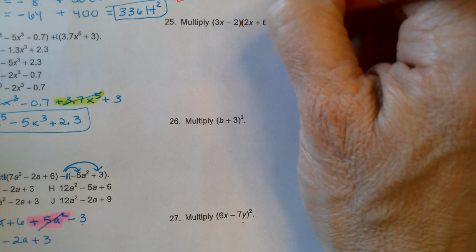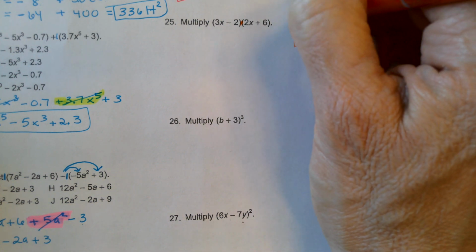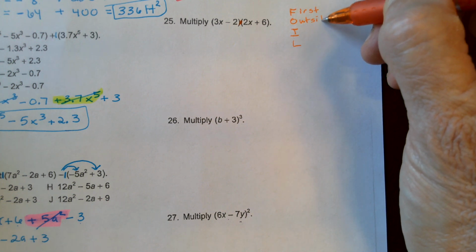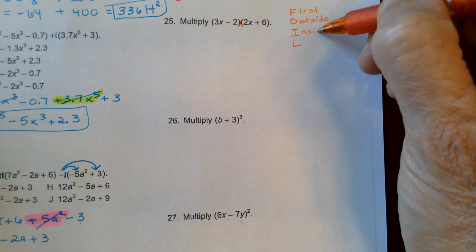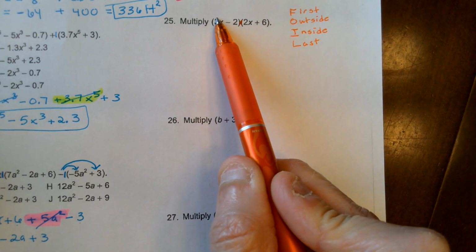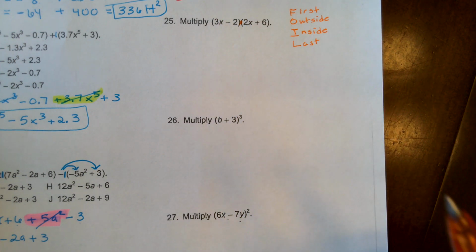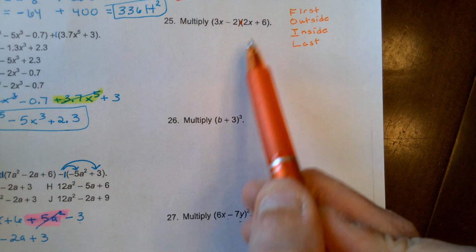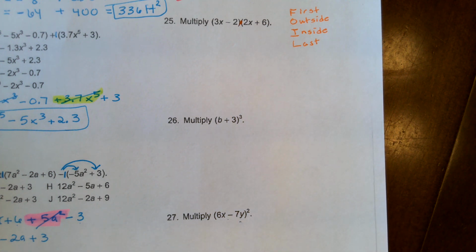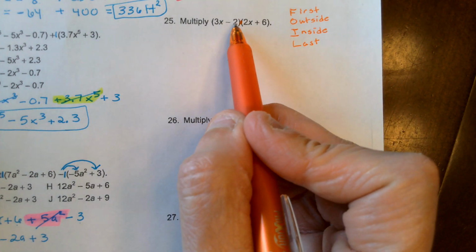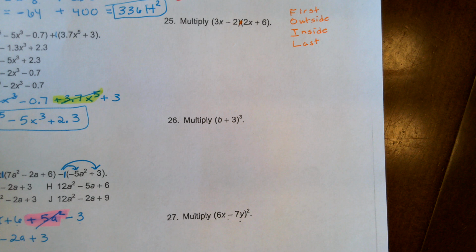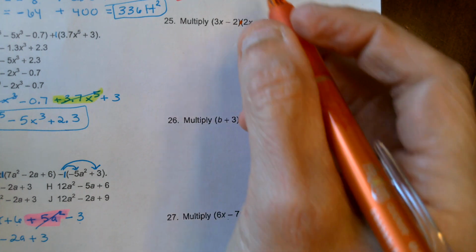So again, you can use, if you like, FOIL. First, outside, inside, and last. So you can multiply the first terms, then the outside terms, then the inside terms, and then the last, which is basically also the way I've said it before, which is multiplying everything in here by everything in here. It's just keeping it more organized. So let's try it using FOIL.